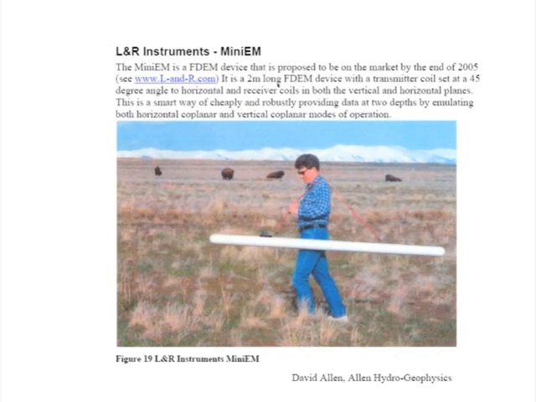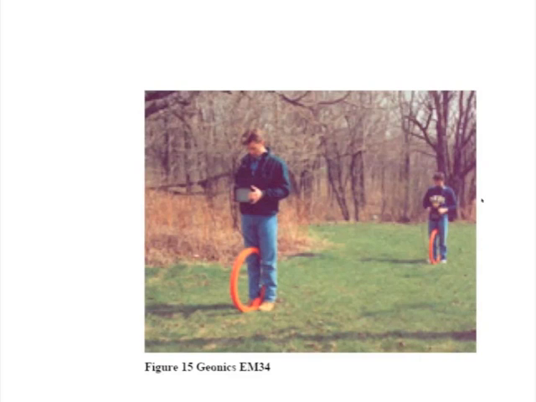Let's look at some of the instruments. There's such a variety of instruments. This is an LNR Instruments Mini EM, which I think would be well worth finding and getting one. It's a 2 meter long frequency domain EM device, and it's got coils at both horizontal and vertical orientations.